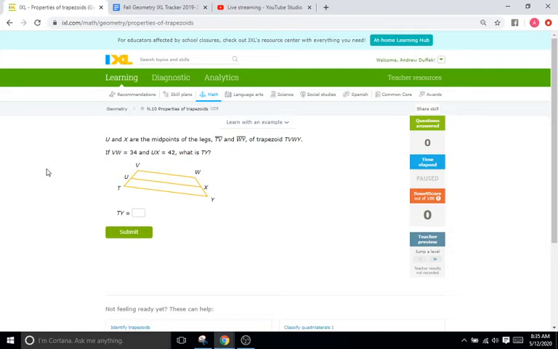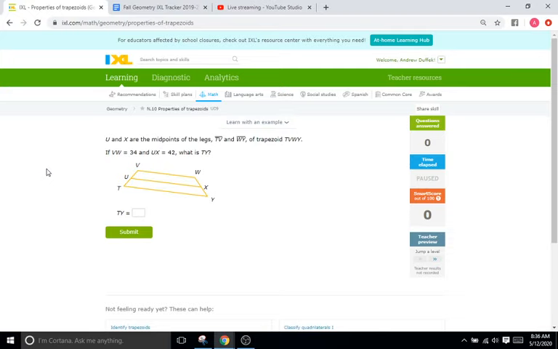This is Mr. Duffick, and today we are doing IXL N10, which is titled Properties of Trapezoids. Similar to the last couple IXLs, they're going to give you a series of problems, and you have to figure out the missing lengths and angles and such of trapezoids in this case.